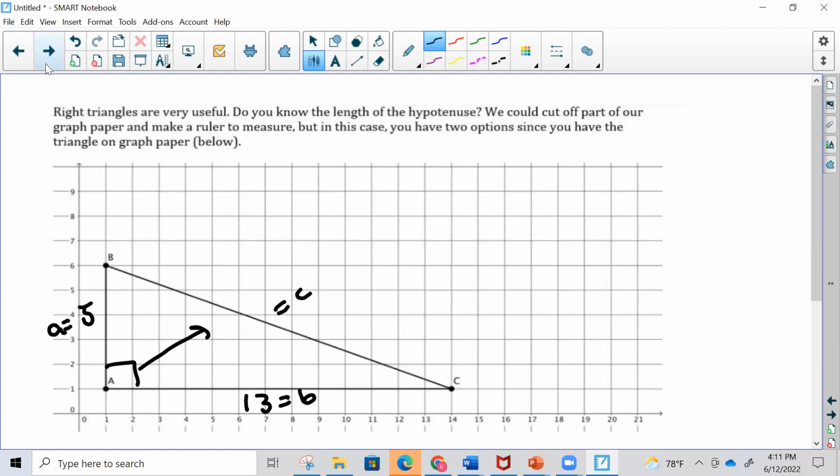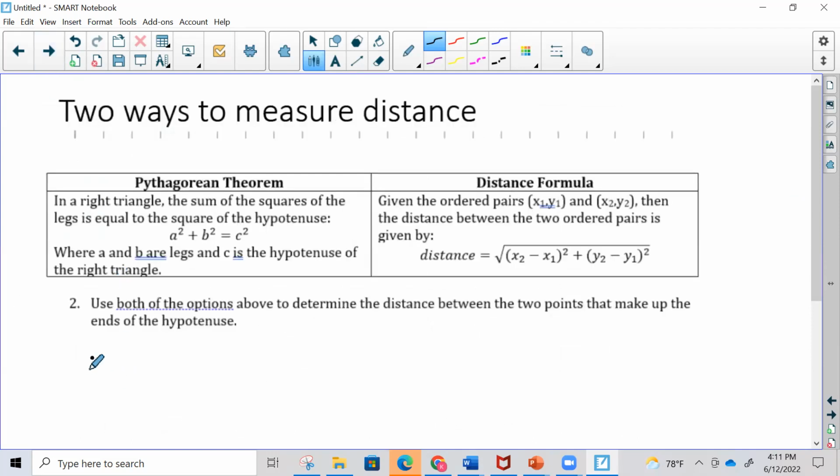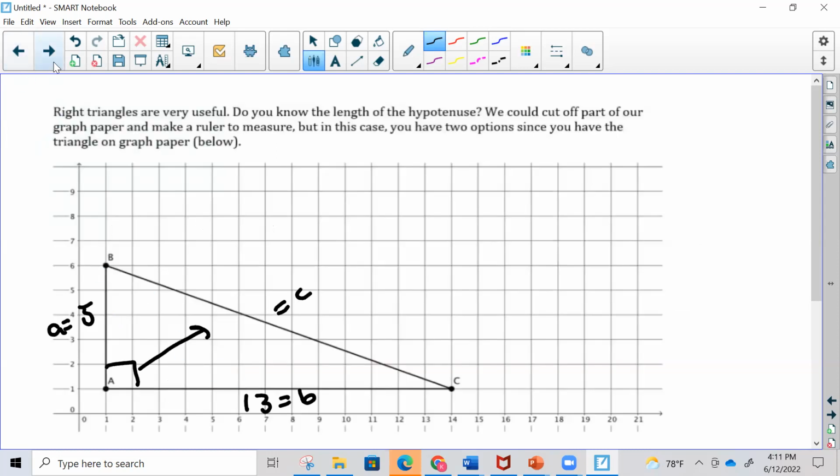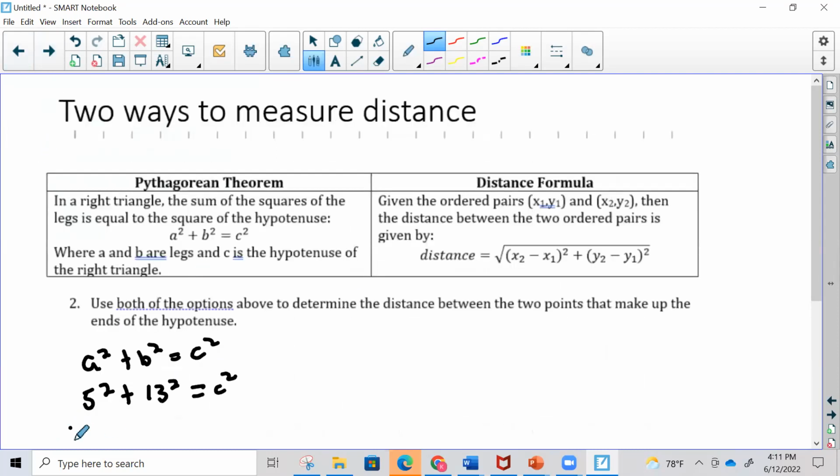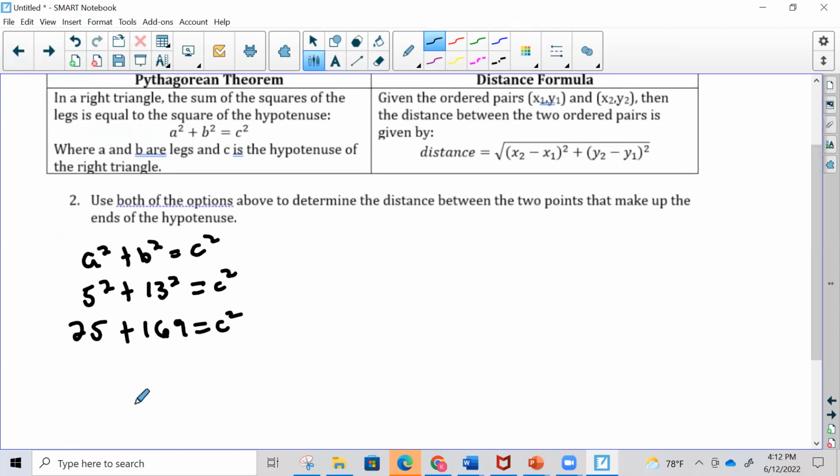So if I was going to do the Pythagorean theorem, I would do a squared plus b squared equals c squared. We said a was 5, so 5 squared plus, we said b was 13, so 13 squared equals c squared. We're just taking these values and plugging into that formula. So 5 squared is 25. 13 squared is 169. If you add them, you get 194 equals c squared.